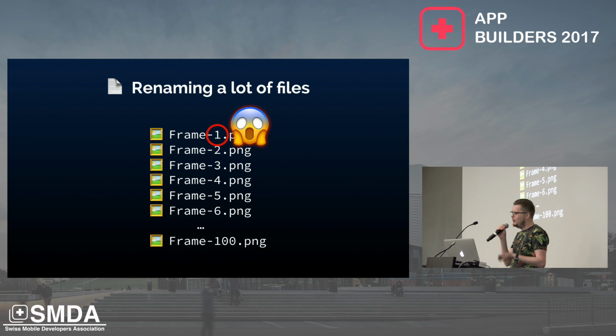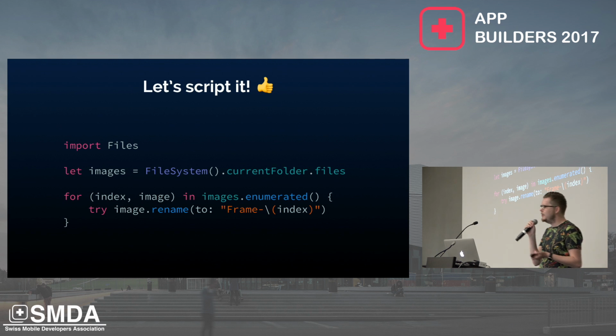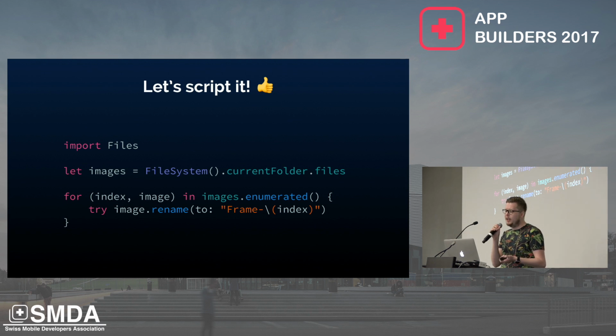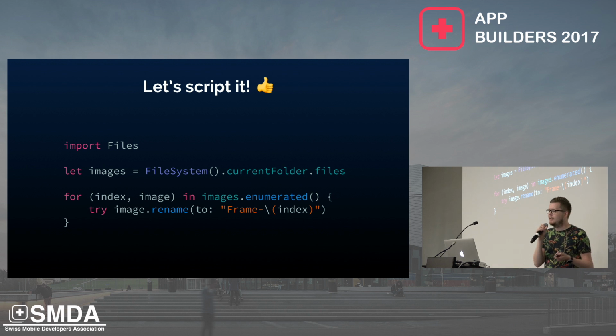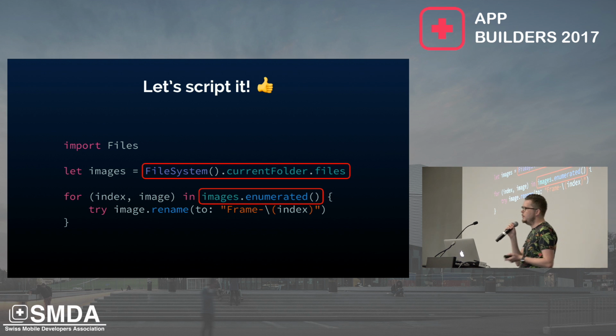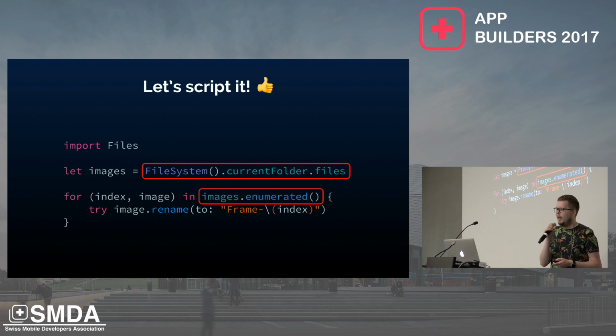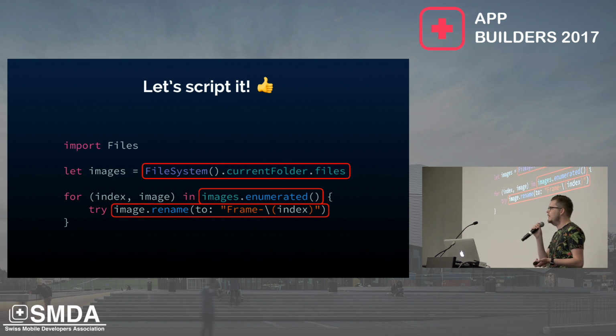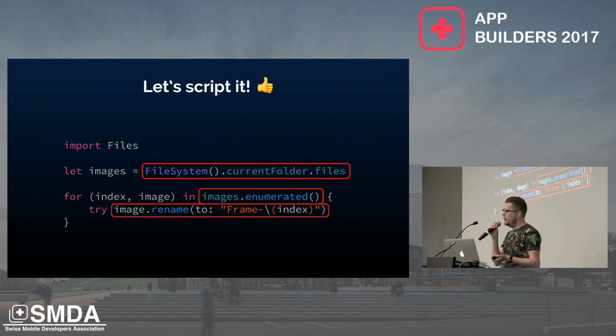So instead of having to go through all of these files and rename them manually, let's write a script for it. Let's actually just take a couple of minutes and write a script that does this for us. So here what I'm doing is that I'm starting by accessing all the files in the current folder. And then I'm using Swift's enumerated sequence to get access to both the current image that I'm operating on as well as its index. And that way I can iterate over all the images, and for each one I can simply rename it to match the index that I'm expecting in my code.